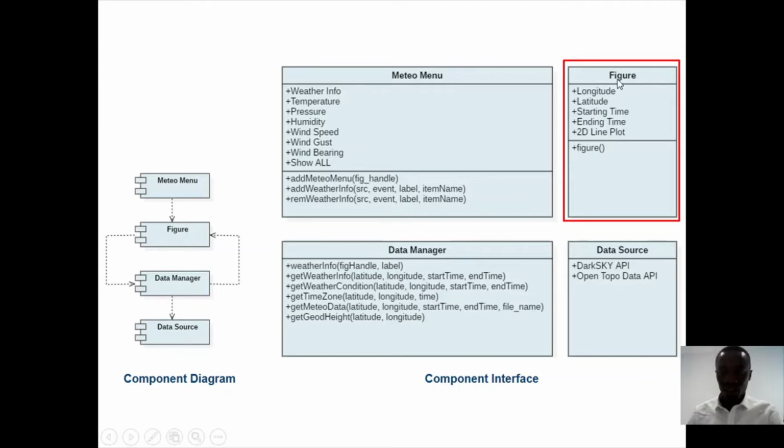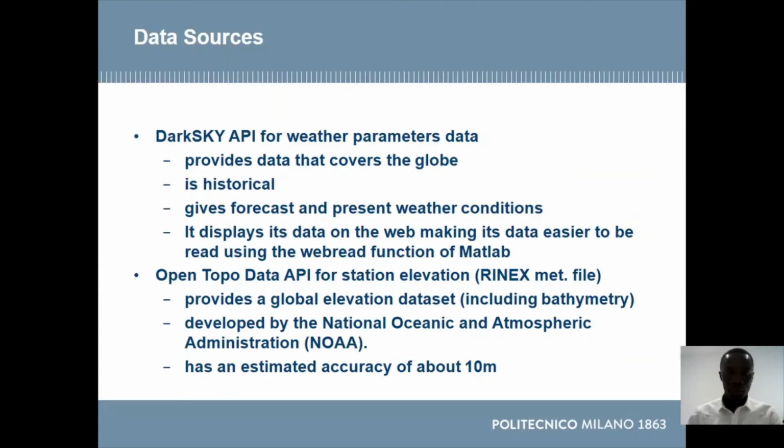Now, for instance, the figure object has the attributes longitude, latitude, starting and ending times that are used for the extraction of the data from the selected source, and then 2D line plots that contain the parameter being analyzed. And then the figure method that called the figure object for its display.